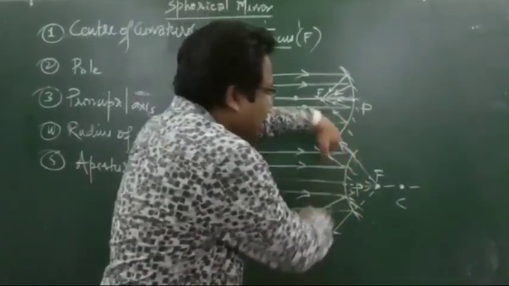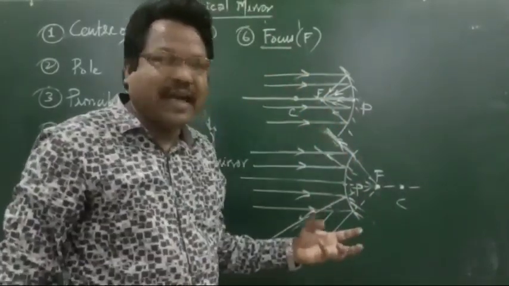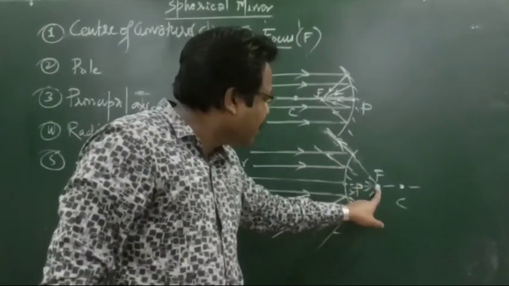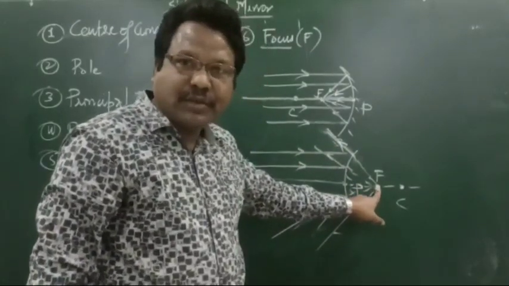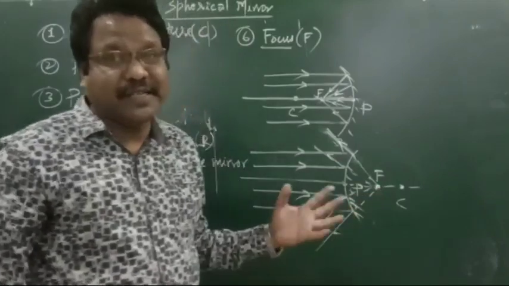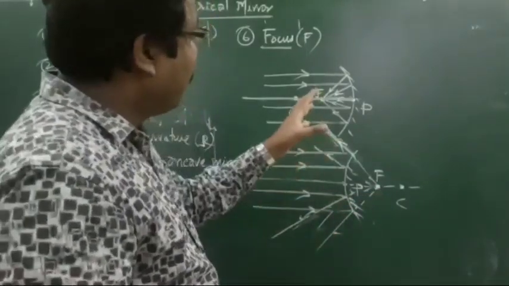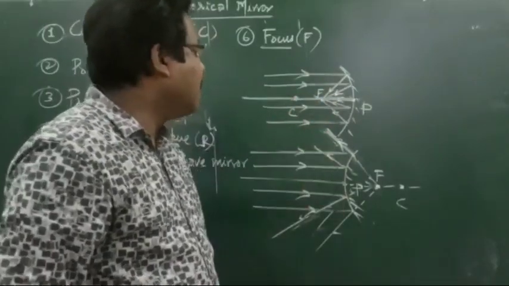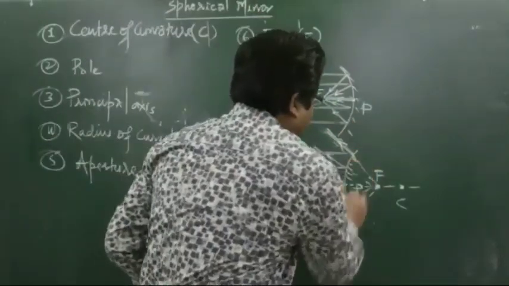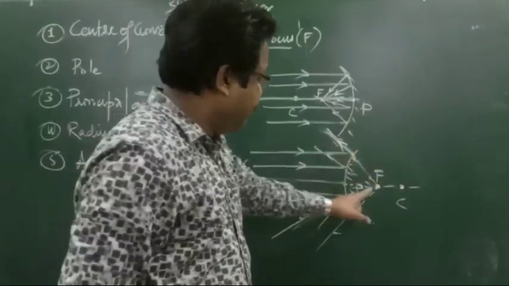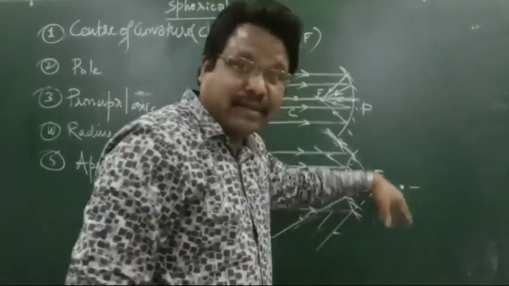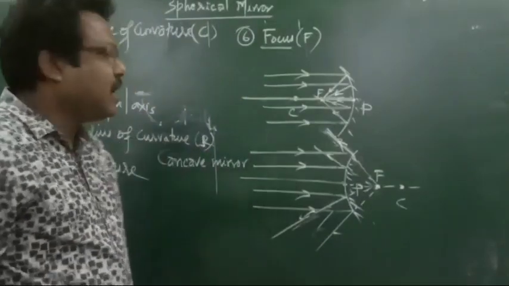After reflection, they will diverge in such a way that the rays will appear to be coming from this point. So this point is called what? Principal focus. You can see here for concave mirror, the principal focus is also lying towards left as the center of curvature, and for convex mirror, the principal focus is also lying towards right as the center of curvature. Okay, you got the point there.